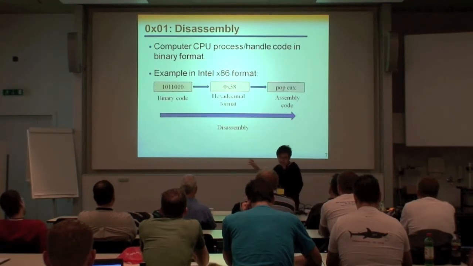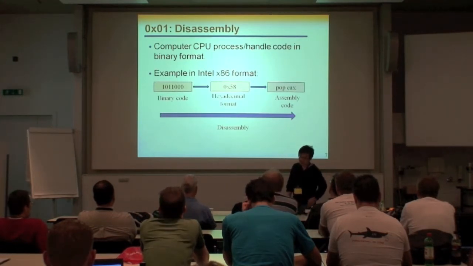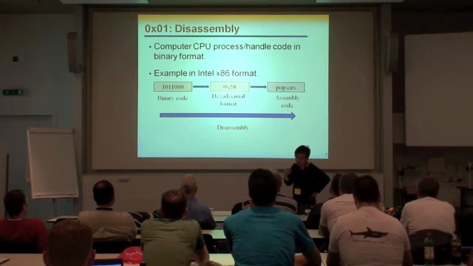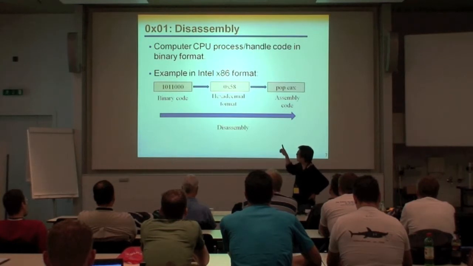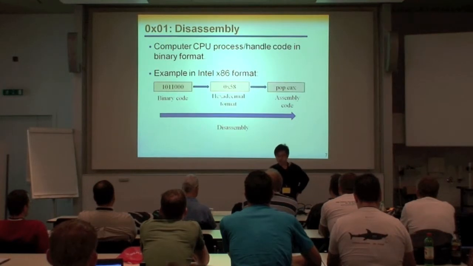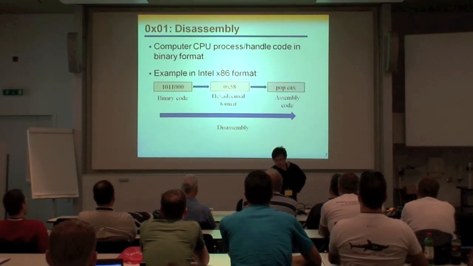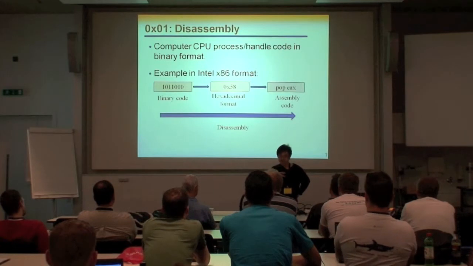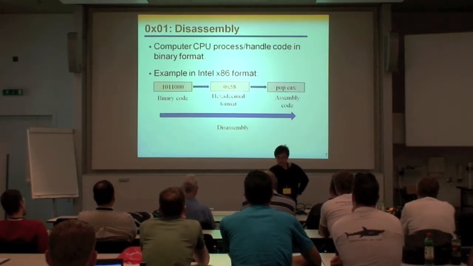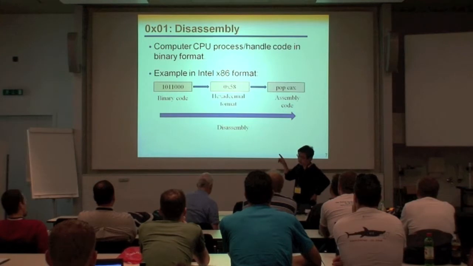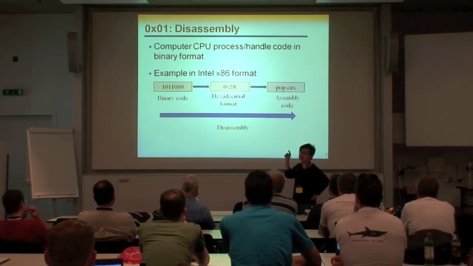And this is an example of the disassembly process. As you can see in the picture, the binary code 101100 is converted to hexadecimal format equal to 0x58. This here is not in a human readable format, but this example can help us to convert the binary code directly to assembly code. For example, the above binary code is converted to pop EAX. Pop EAX in assembly language stands for pop the value from the current stack.